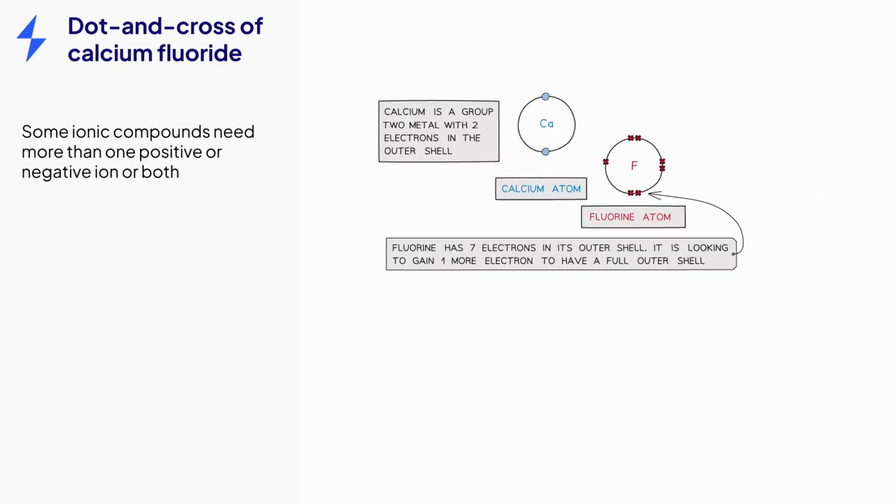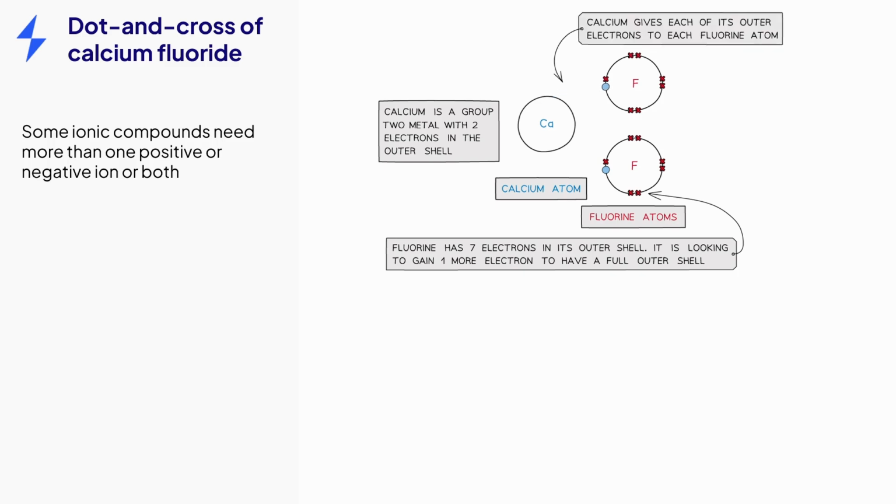Now let's look at a more complex case, where calcium reacts with fluorine to form calcium fluoride. Calcium is in group 2, so has 2 electrons in its outer shell. It will give one of these to an atom of fluorine, which completes the fluorine atom's outer shell. But calcium still has 1 electron in its outer shell. It will give this electron to a second fluorine atom.